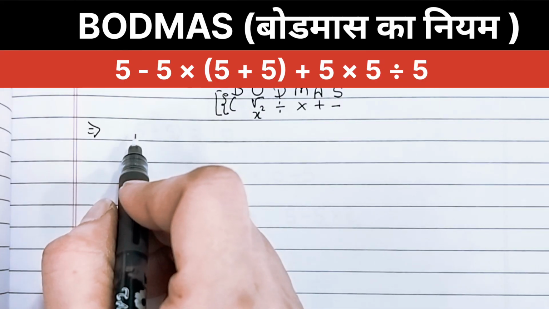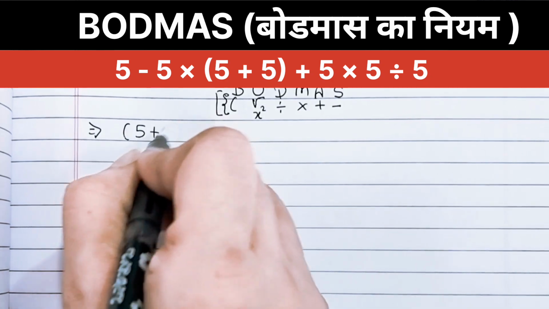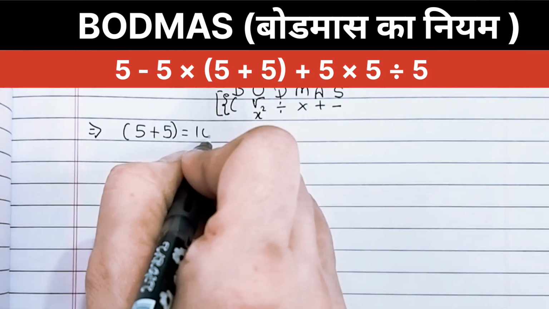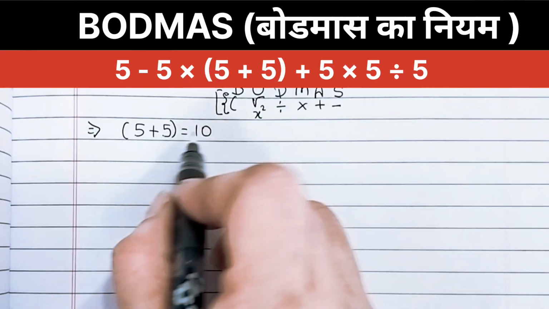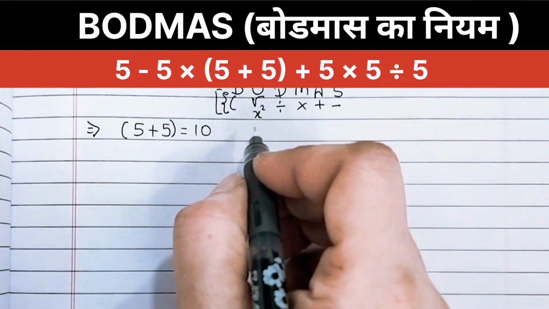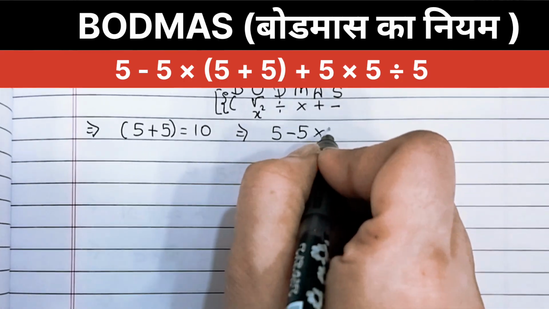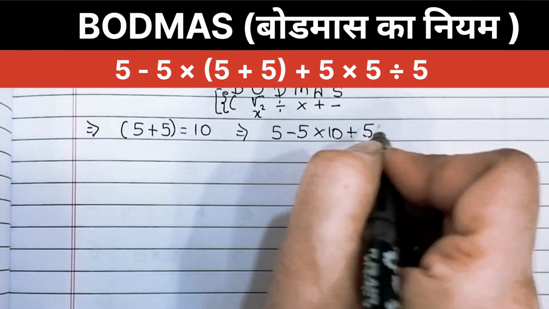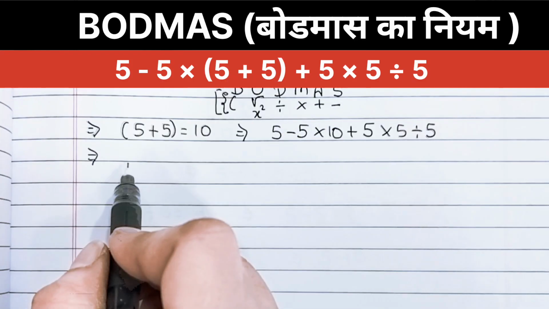Step 1, bracket. First we address the operation inside the parentheses. So now 5 plus 5 is equal to 10. According to BODMAS, operations inside the brackets must be performed first to simplify the core components of the expression. So now the expression becomes 5 minus 5 multiplied by 10 plus 5 multiplied by 5 divided by 5.